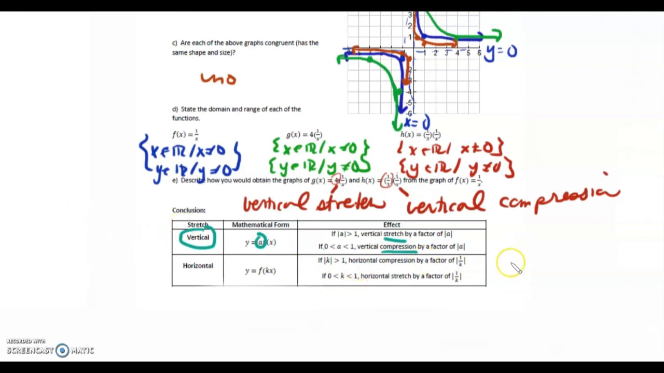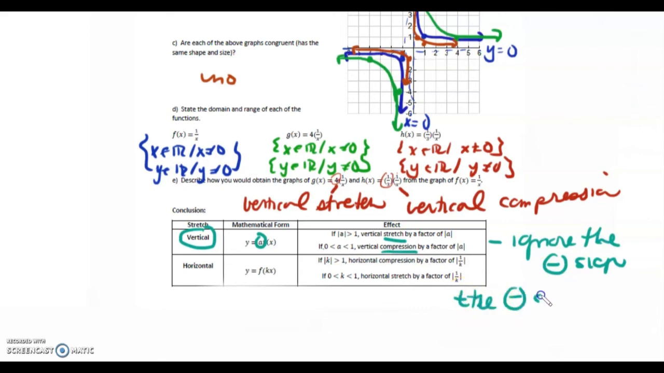Okay, in regards to these, ignore the negative sign. The negative sign is a reflection. We already took care of the reflections, so treat them as 2 different transformations. The negative sign is going to be a reflection. The number is going to be either a stretch or a compression. And for horizontal, whatever number this k is, if k is greater than 1, it's actually a compression by 1 over k. And if k is a fraction, it's actually a stretch by 1 over k.